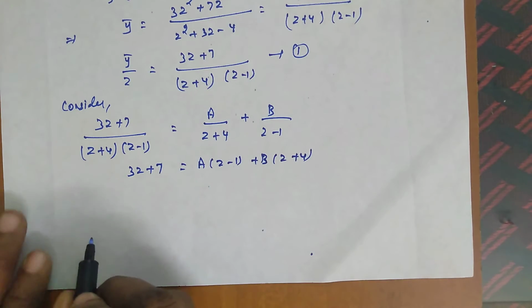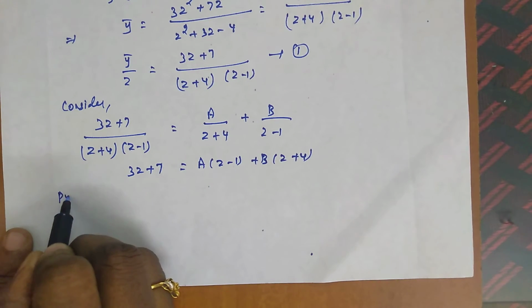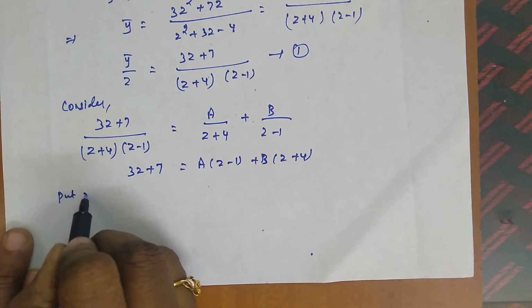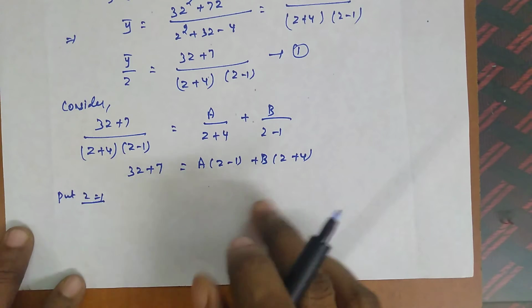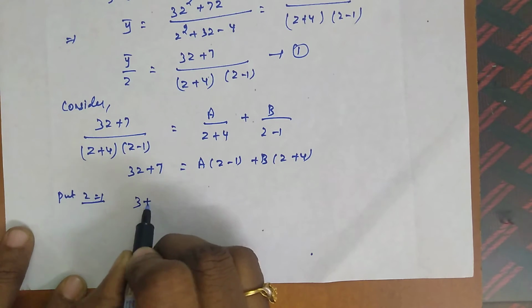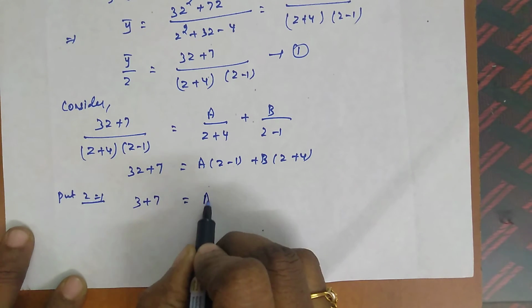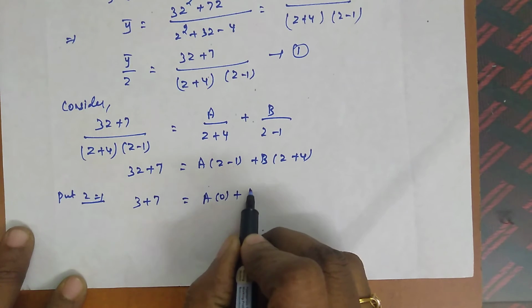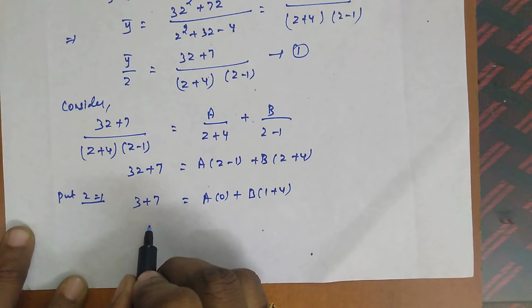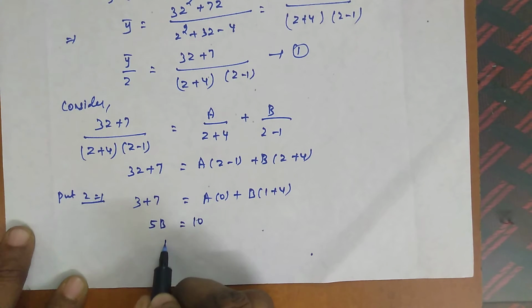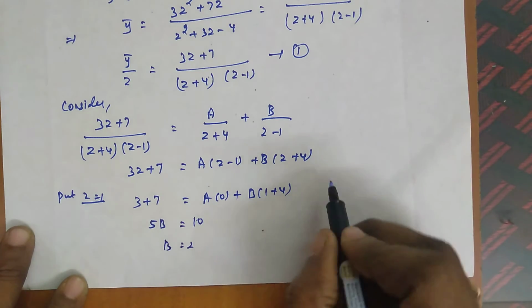So now we can give the values for z. Put z is equal to 1. So what will happen? This term will become 0, and we can get the value for b. So 3 plus 7 equals a into 0 plus b into 1 plus 4. So 5b equal to 10, b is equal to 2.